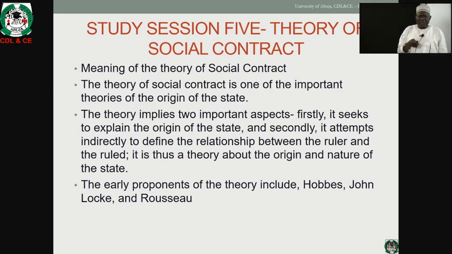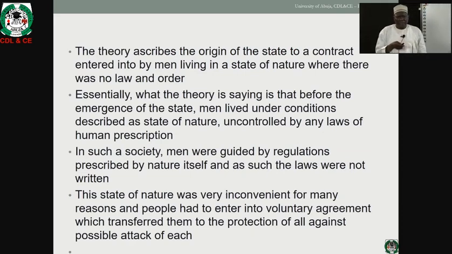You have early proponents of the theory, which includes Hobbes, John Locke, and Rousseau. The theory ascribed the origin of the state to a contract entered into by men living in a state of nature where there was no law and order. You see, the origin of the theory is derived from the fact that men in earlier times, there was no government. They were just living in a state of nature. There was no government. So with time, men discovered that there was that need for them to enter into a contract, into agreement, into a protocol, memorandum of understanding between them and the state so that law and order will be maintained.